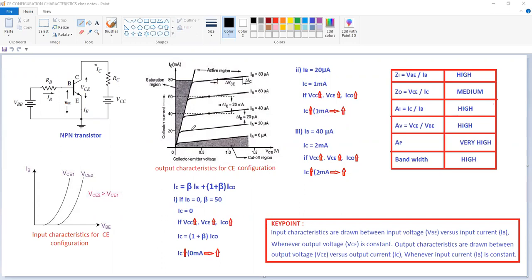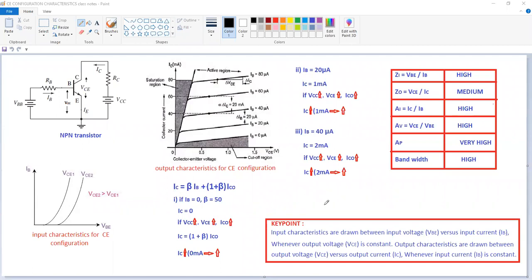Now this is the increase of your output current. Similarly, if you consider 40 microamps, it becomes 40 into 50, which is 2 milliamps. It is going to increase up to 2 milliamps. After that, the remaining value increases here. VCC increases, VCE increases, and because of that IC increases. Now the output current increases from 2 milliamps to the remaining value. Like this, the remaining curves are the same. Now this is the output.